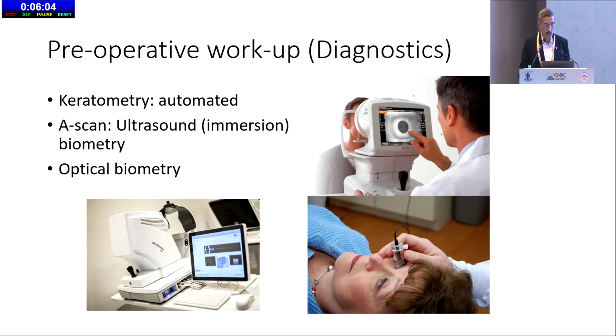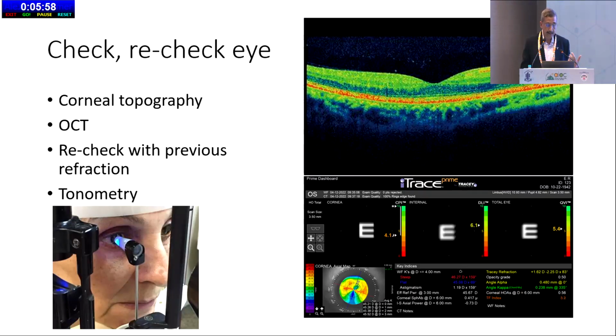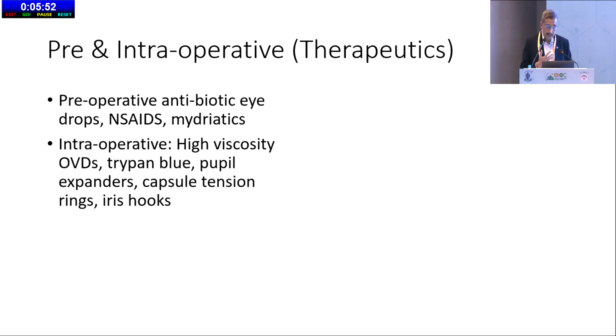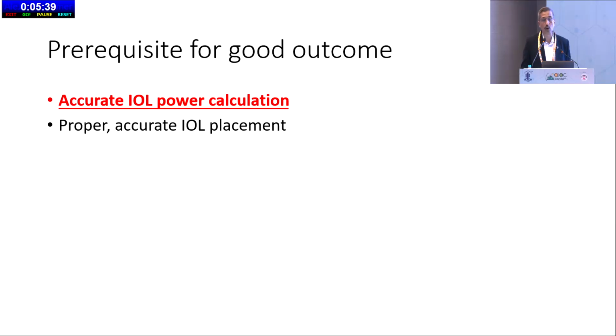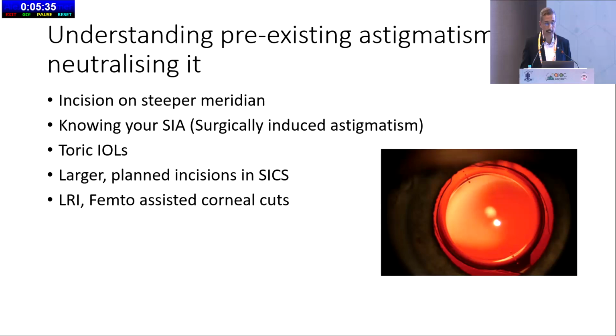For that, of course, a good preoperative workup, and nowadays immersion biometry or optical biometry is a must. Also, we have to check and recheck the tonometry, the cornea, the retina. See to it that we have used everything well preoperatively and intraoperatively: NSAID drops, mydriatics, high viscosity OVDs. We have so many things in our armamentarium. We should use all of them, and of course have a good, accurate IOL power calculation.